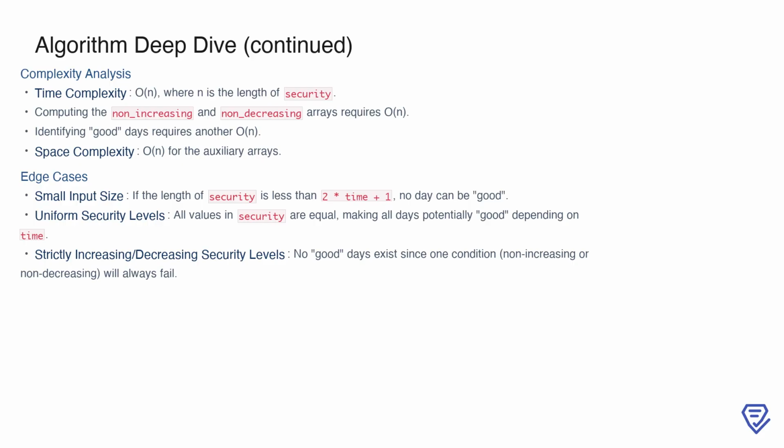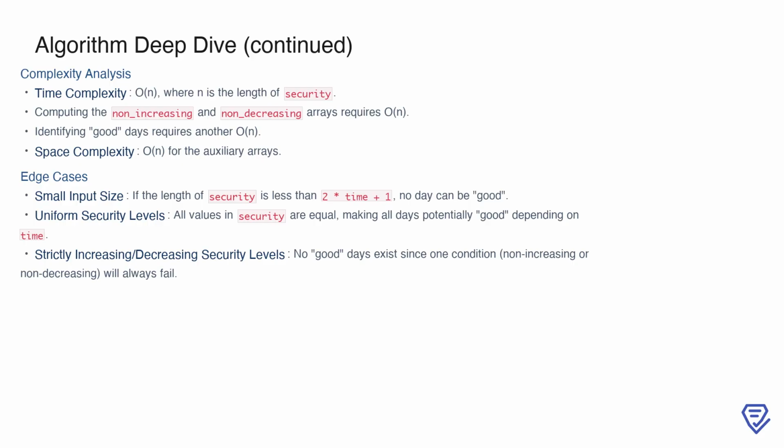Analyzing the complexity of the solution, the time complexity is O(n), where n is the length of the security array. We make 3 linear passes, one to compute the non-increasing array, another for the non-decreasing array, and a third to identify the good days. The space complexity is also O(n), as we use 2 auxiliary arrays to store pre-computed values.